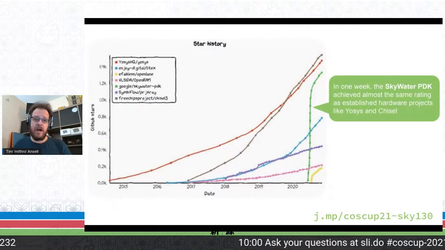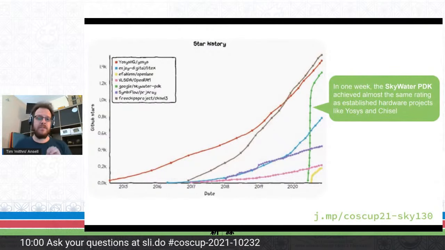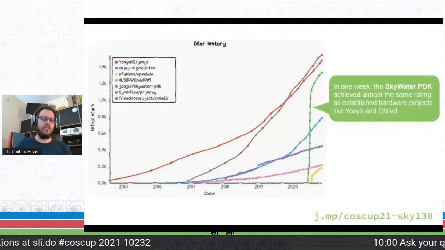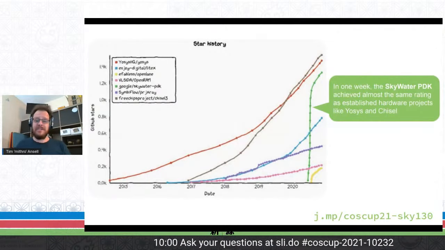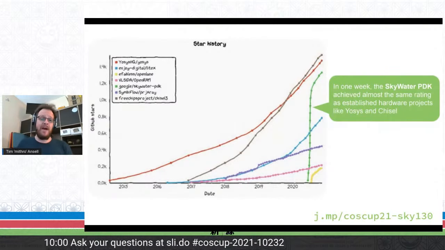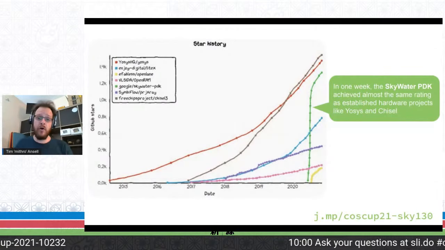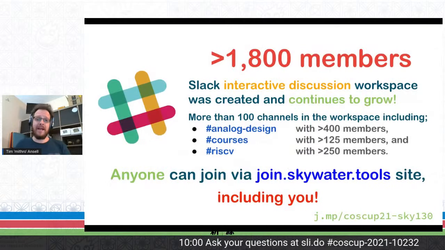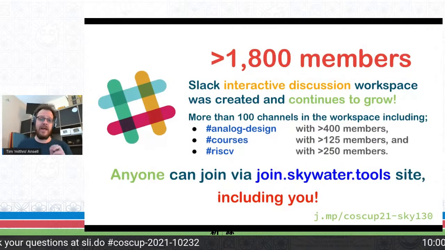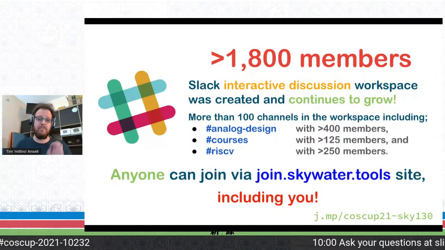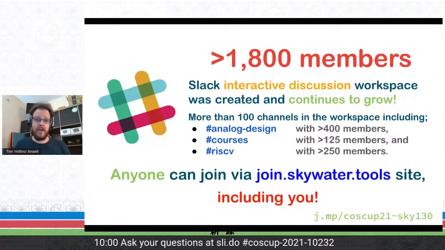If you look at this graph, in the first week, the Skywater PDK achieved the same amount of stars as projects like Yosys and Chisel, which have been in the open source space for 5 to 10 years. I think this really shows how much demand there was for this PDK. As well, we have an open Slack channel that anybody can join, including people here. This Slack channel now has 1,800 members in it. So that was the PDK, and there's a community growing around it.